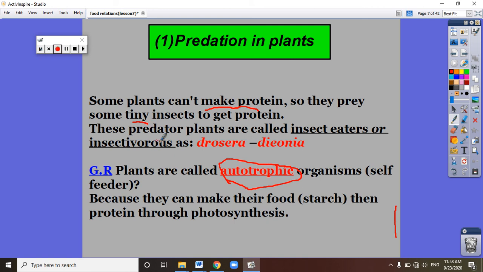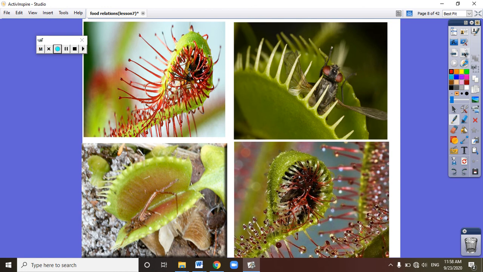These predator plants are called insect eaters or insectivores. So the plants which cannot make their protein and devour tiny insects, we call insect eaters or insectivores. We have two examples for insectivores: Drosera and Dionaea. Let's see the pictures for Drosera and Dionaea.